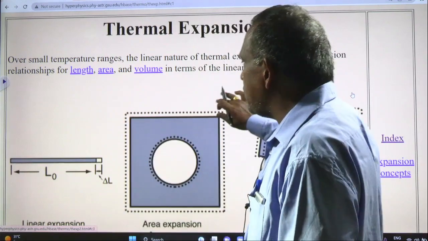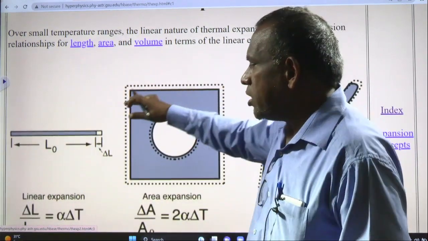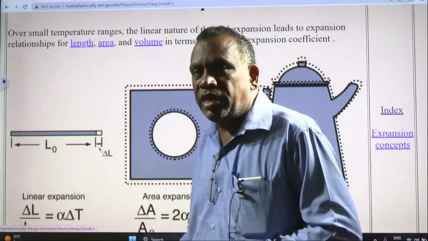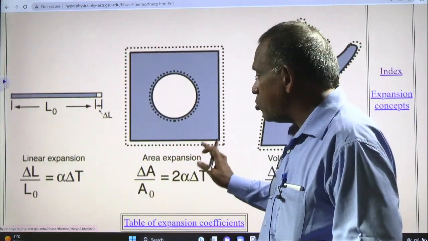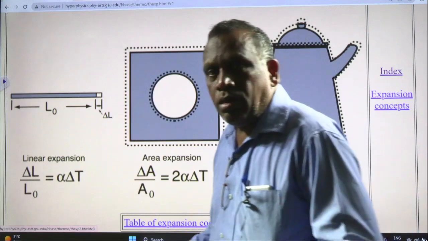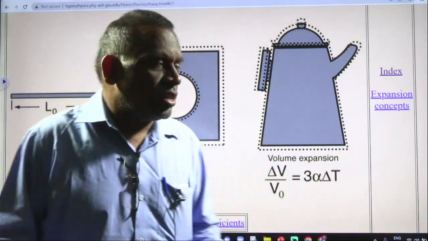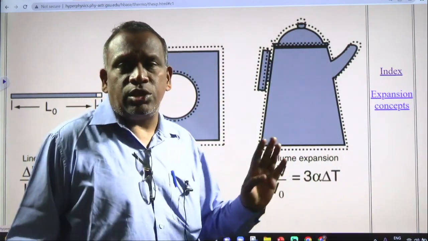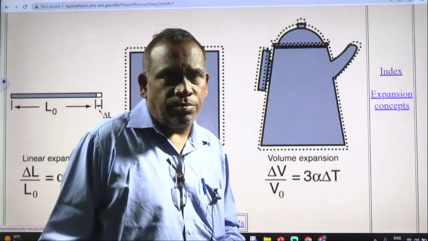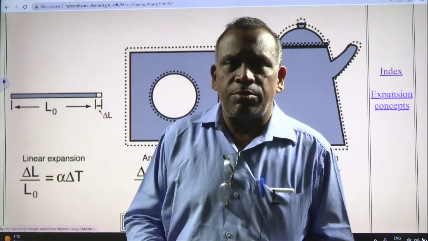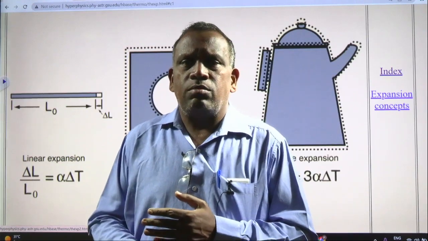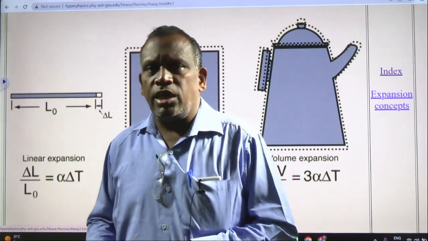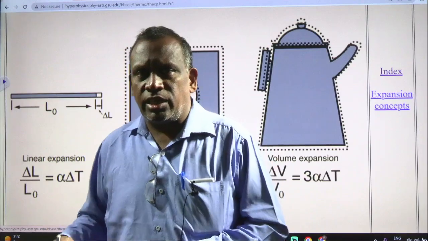If the length changes, that is called linear expansion. If area changes, that is areal expansion or superficial expansion. If volume changes, that is volumetric expansion or cubical expansion. So there are three types of expansions: linear expansion, areal expansion, and volumetric expansion. Linear expansion is when there is a change in the length.